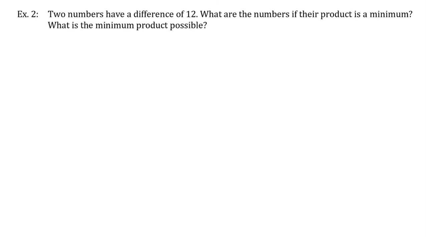So the only thing that's different about this one is it says the two numbers have a difference of 12. This is actually the easier one in some ways. Two numbers have a difference of 12. What are the numbers if their product is a minimum? I'll go through this one a little bit more quickly because most of it's the same except for one part. Is that okay?